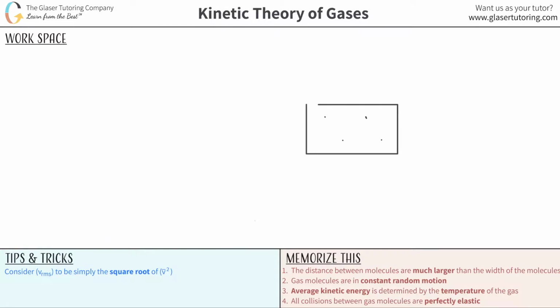The next thing says that the gas molecules are in constant random motion. They're moving all about in all directions, totally randomly. I'll just draw a couple of vectors in there. And actually, I'll jump to number 4.